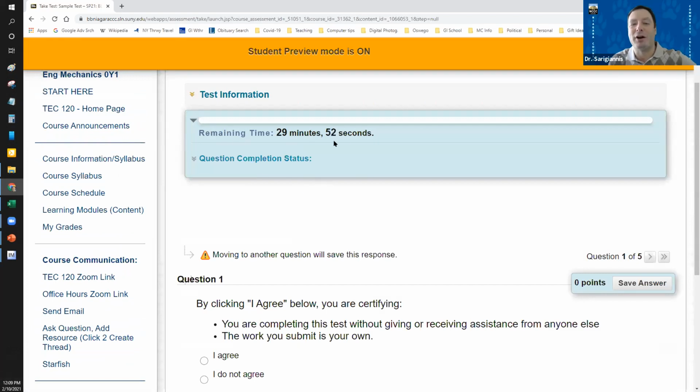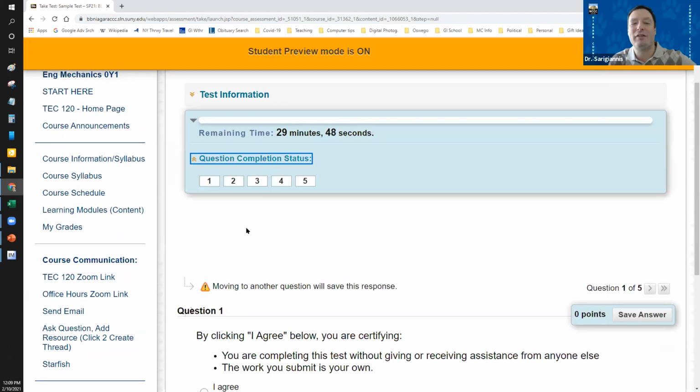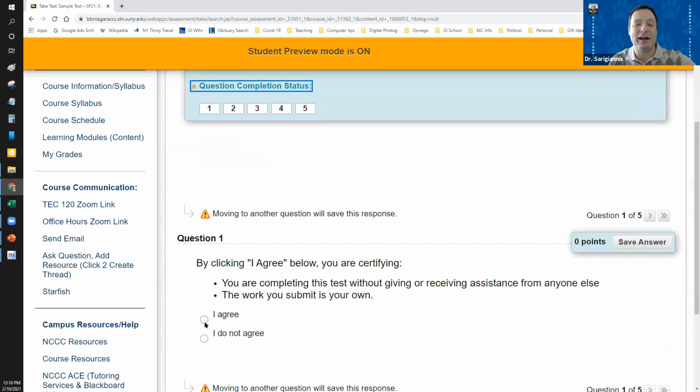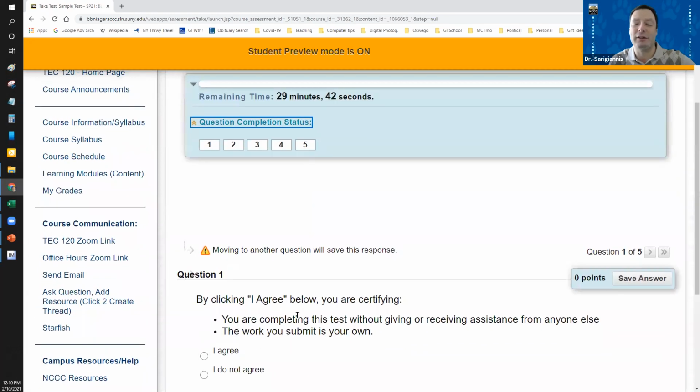You have a timer bar, right? So it started timing already. You also have this question completion status. So notice here, if I click agree for the certification, I'm certifying that I'm not giving or receiving assistance and I'm submitting my own work. I'm going to agree to this. And it's going to auto save if I don't save it. So just wait a minute here. So it saved it. And notice how this one grayed out. That means I've answered that question.